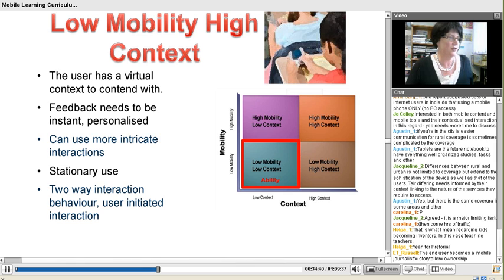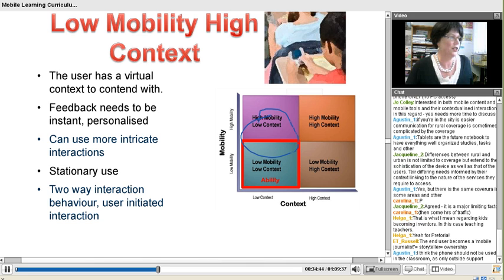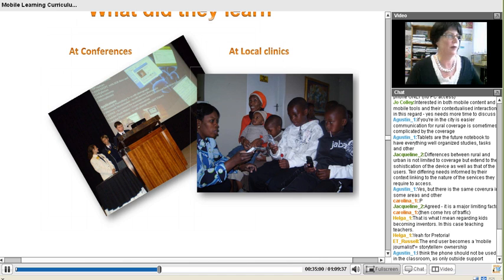So, low mobility, high context, oops, that's in the wrong area. It should be there, apologies. Low mobility, high context, oops, no, sorry, I'm so sorry. There we go. Where's my eraser? I'm not even going to try and find it. Low mobility, high context is what? Okay, let me just go back.